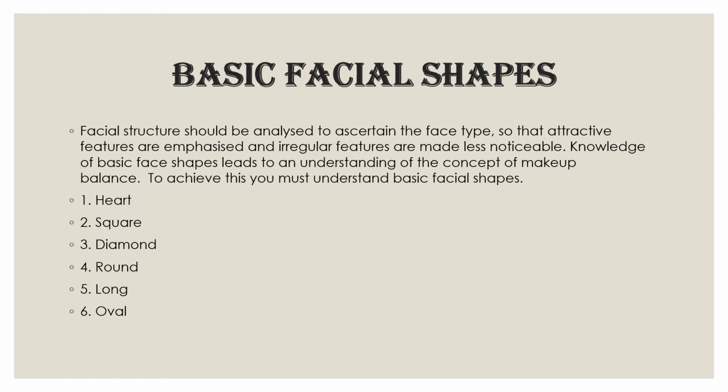By seeing the names, you must be thinking like first is heart, square, diamond, like all geometrical figures, right? But in reality, this is the fact that our facial shapes look like this only. Some people might have a heart shape, some people might have a square shape, some might have diamond, some might have round, long and oval shape. But oval shape is the best shape among all these face shapes. Is it okay?